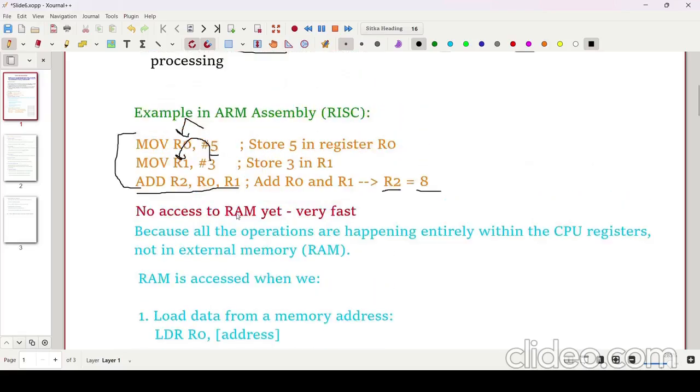Note that in this group of instructions, the RAM is not yet accessed, because all the operations are happening entirely within the CPU registers and not in the external memory. In this group of instructions, whatever operation, like moving or adding, is happening in the CPU only. The instructions are not going outside the CPU. That's why the RAM is not yet accessed here.